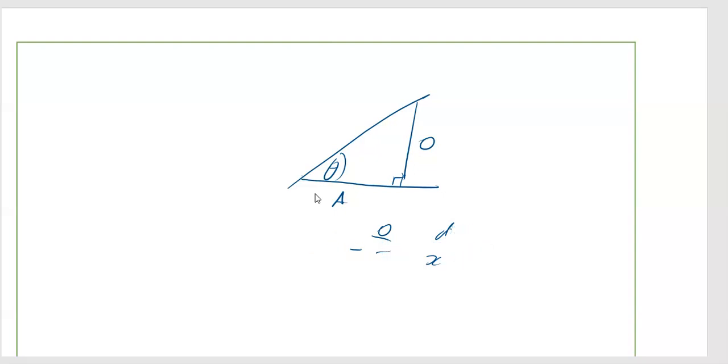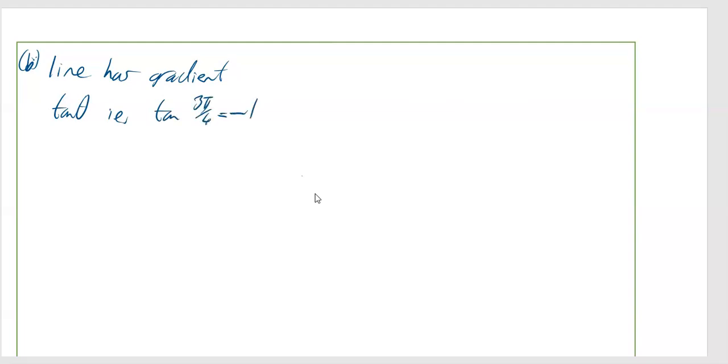Okay, I'm going to get rid of that, and we'll look at this question for part B. We're going to show you two methods for doing this. So first of all, method 1 for part B. We'll say your line has gradient tan theta, i.e. tan of, in this case, 3 pi over 4, and if you do that, it is equal to minus 1. So it also passes through the point minus 3, minus 2.